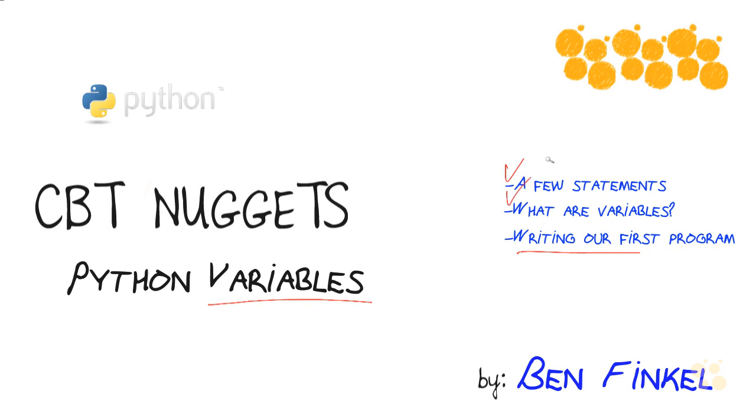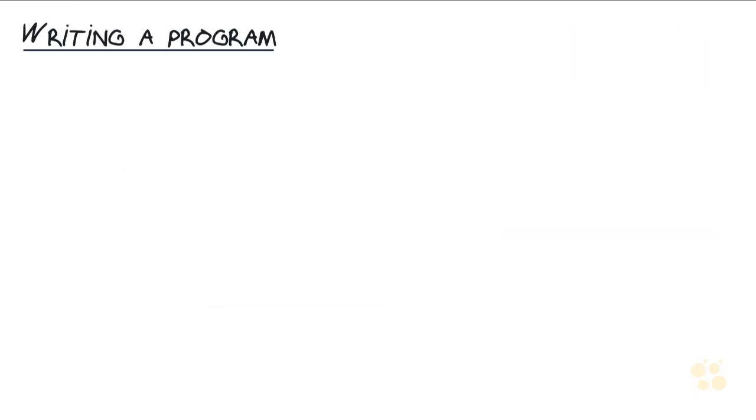Then we'll talk about what exactly variables are, why they're important, and what they do in the context of a computer program. And then lastly, like I said, we're going to write our first Python programs. We're going to use variables, we're going to use the print statement, you're going to put it all together and see exactly how it works. Let's get started.